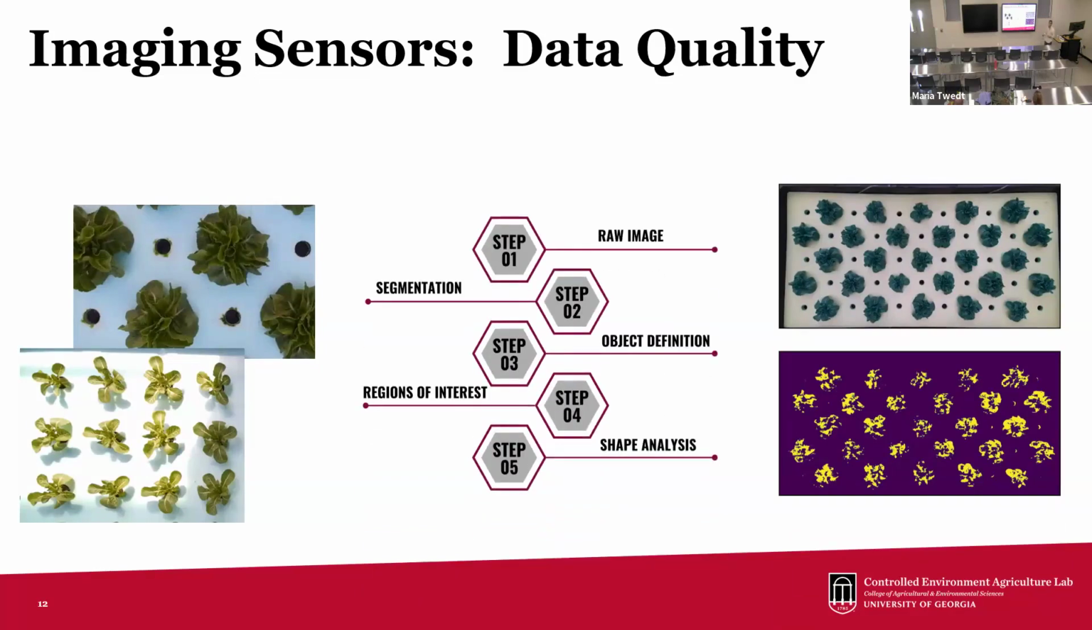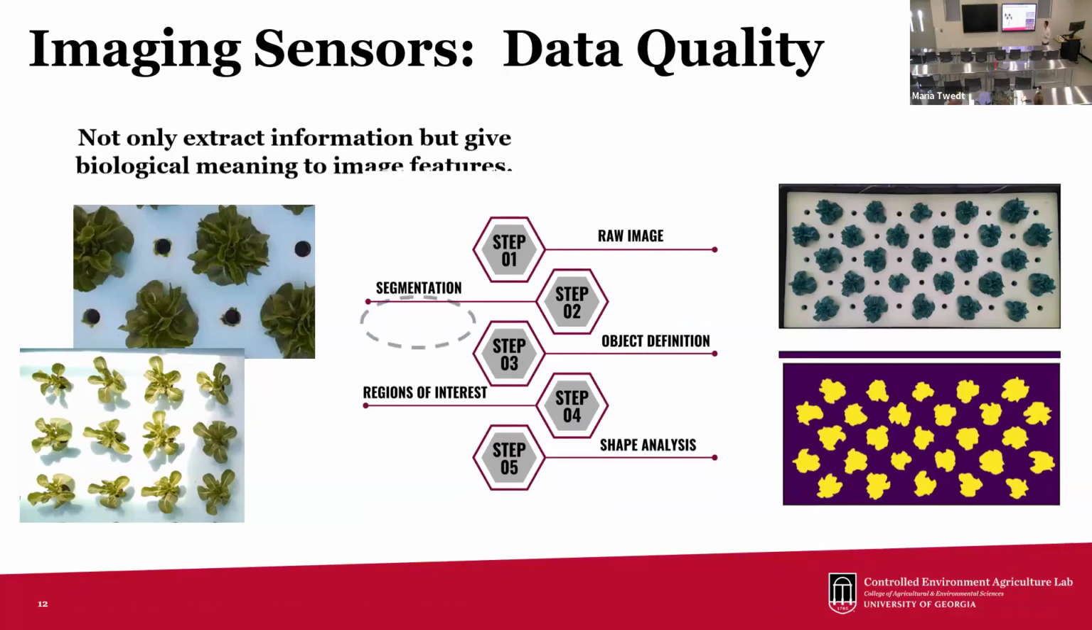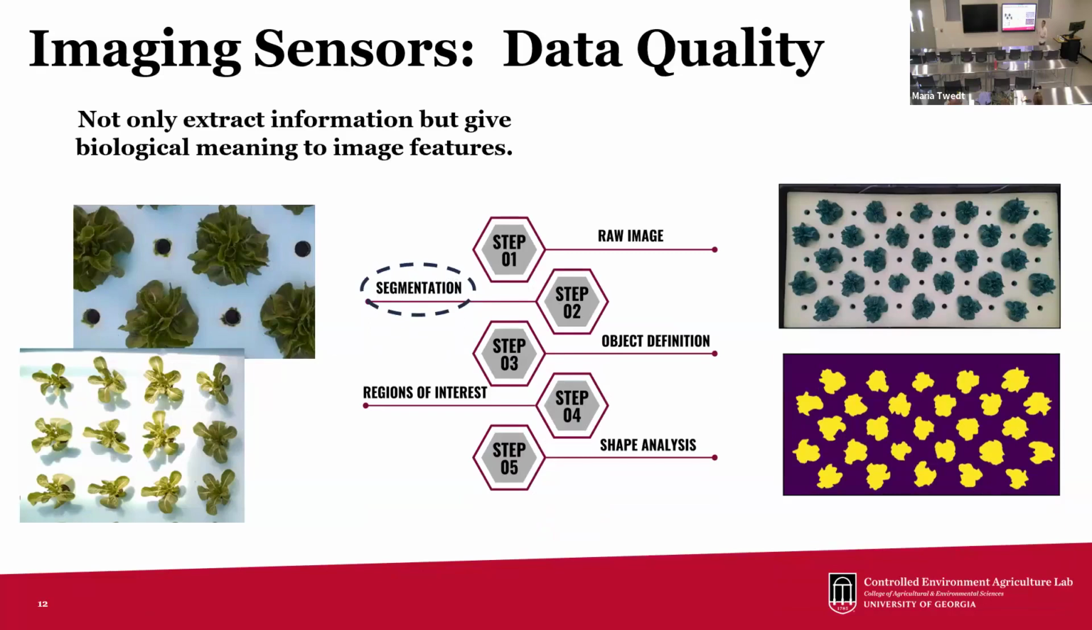And as I told you, one of the strategies is to set up the right processing pipeline, the right processing workflow. Because we don't only want to extract information from the pixels, but we want to give biological meaning to that information, right? So as you can see, by improving that workflow, we can improve the quality of what we consider as a plant within an image.